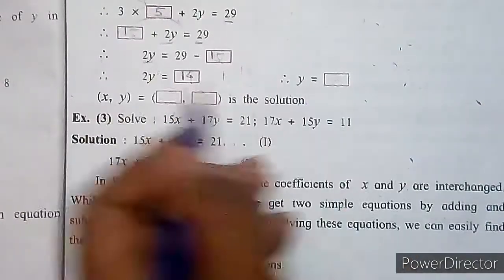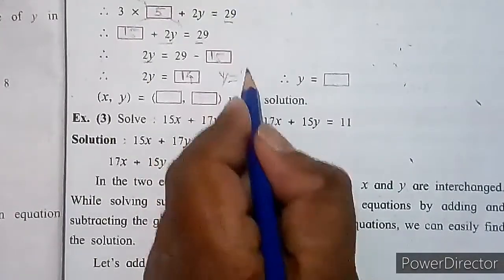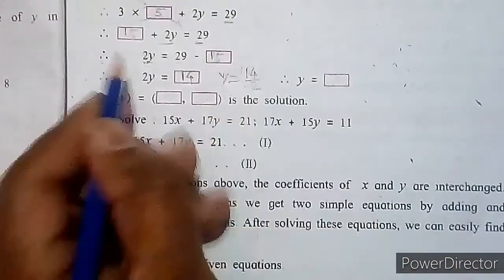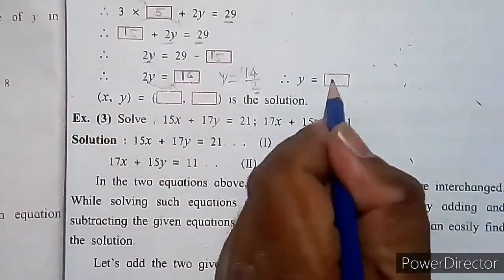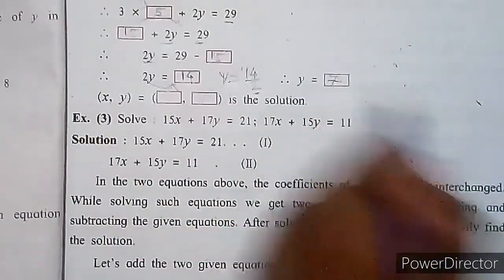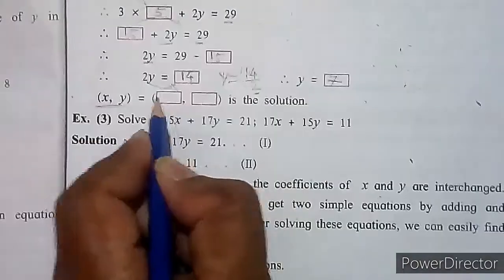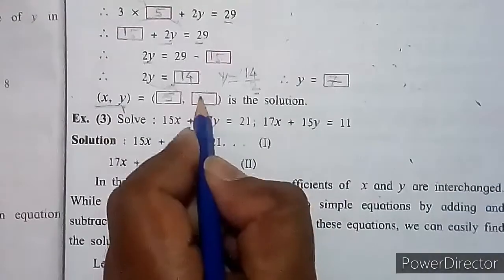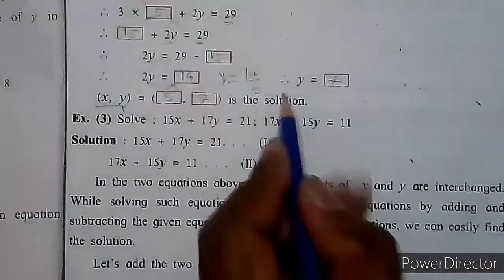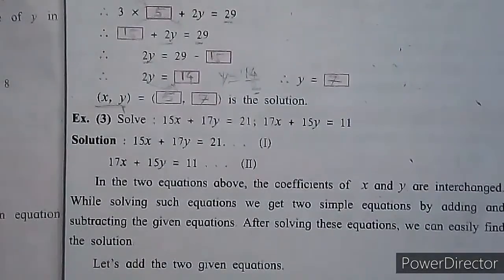Therefore y equals 14 divided by 2. Here it was multiplication, on change of side it will be divided by 2. The value of y that we get is 7. The value of x we get is 5 and the value of y we get is 7, and 5 and 7 is the solution of these simultaneous linear equations.